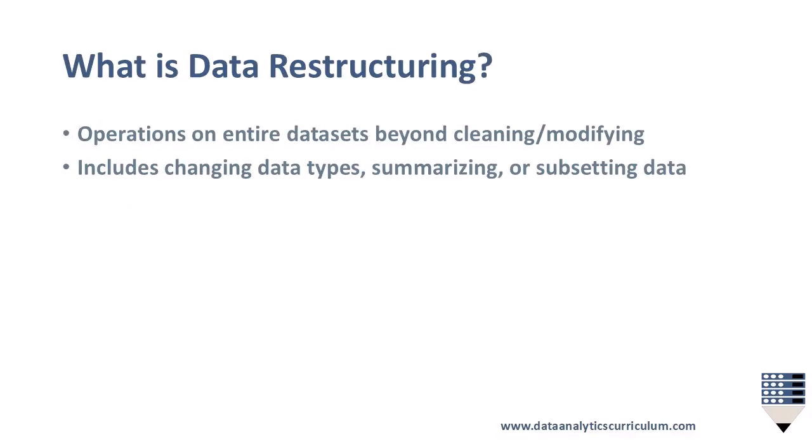What is data restructuring? Data restructuring involves performing operations on entire datasets, not just fixing individual values. It goes beyond cleaning and modification. It can include changing data types, summarizing information, or selecting parts of a dataset to focus your analysis.